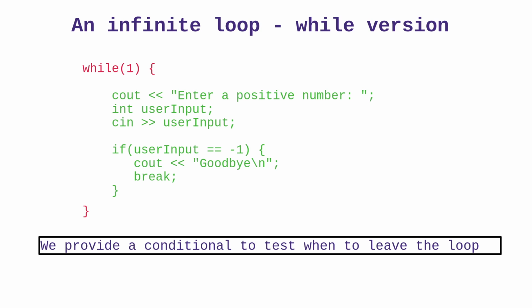Now, if we wanted to do this using the while loop, then all we have to do is say while and then 1. And that's it. There's another version of the while loop where instead of using 1, we use true. True and 1 can be used interchangeably with the while loop.